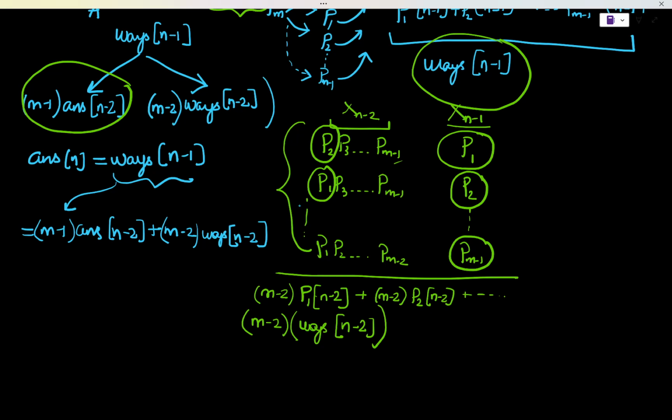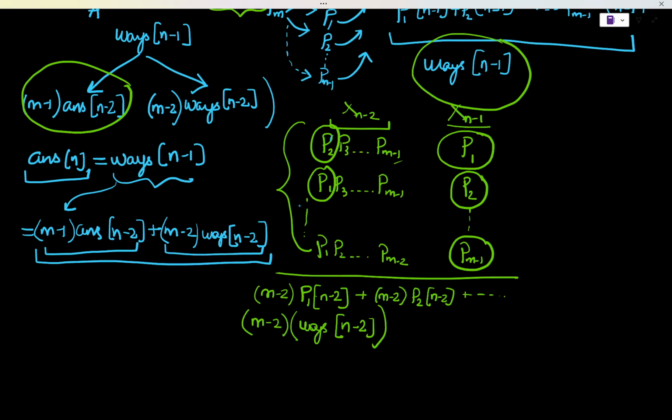If P1 is receiving from P2, P3 up to Pm minus 1, it will receive for each such way. Each way P2 received the ball after n minus 2 passes will contribute to P1. And a similar idea follows. So this is what we have. We can in fact convert everything to a single variable now. We don't need to have answer and ways because basically answer and ways are related. However, for the sake of clarity and ease of implementation in code, I will still keep them as separate variables. So answer after n passes is basically m minus 1 times answer after n minus 2 passes plus m minus 2 times ways after n minus 2 passes.